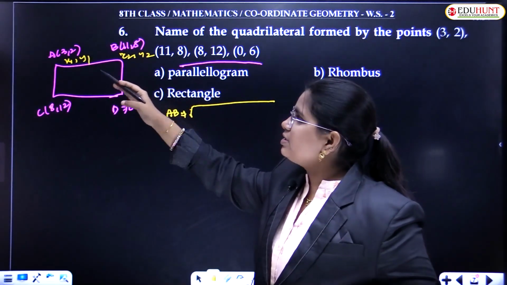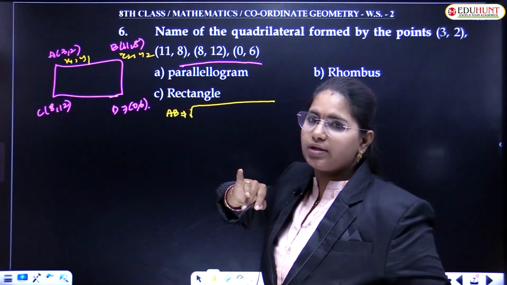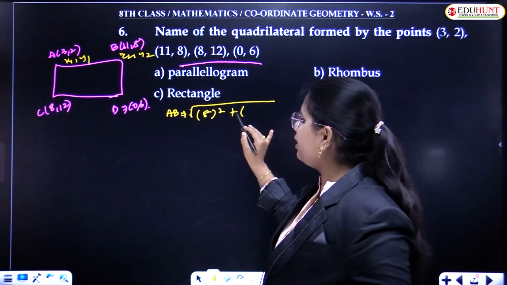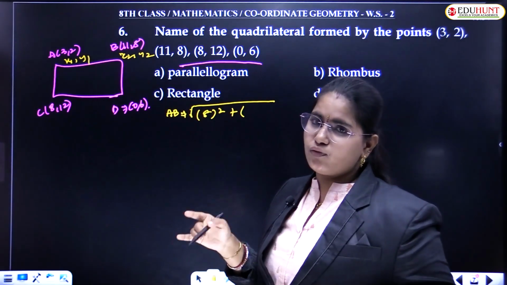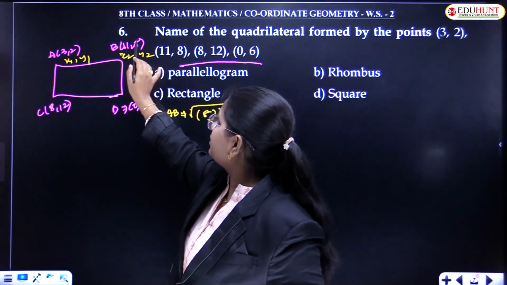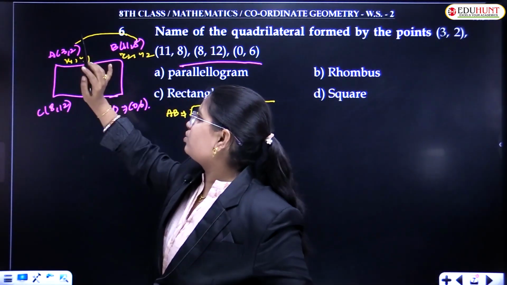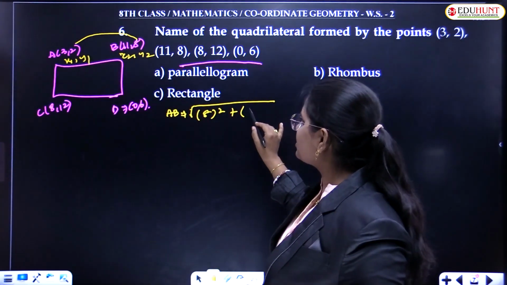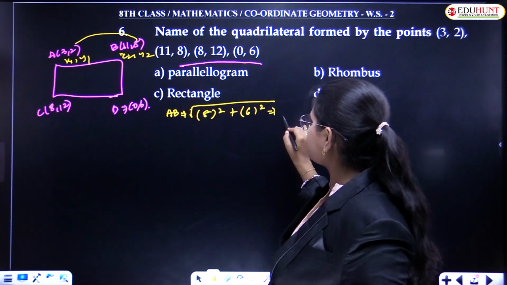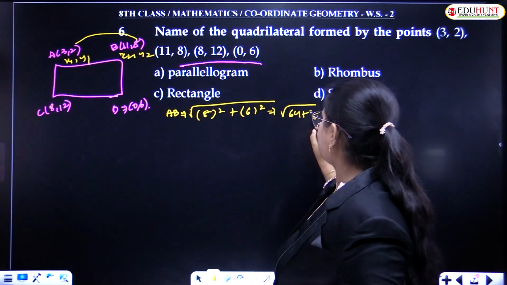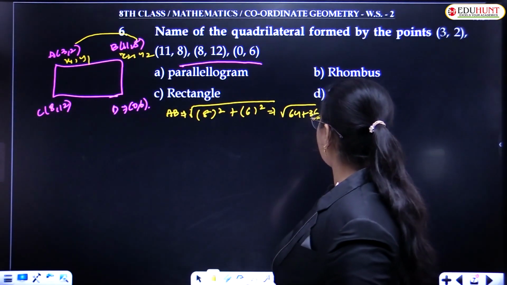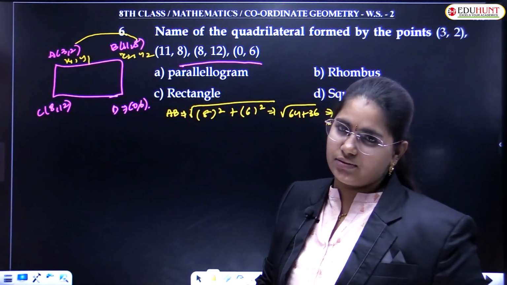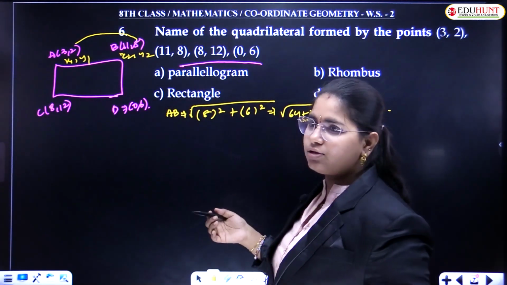So what is the value of AB from here? x2 minus x1, which is 11 minus 3, is 8 whole square. And 8 minus 2 is 6 whole square, correct? So 8 square is 64 and 6 square is 36, which is root 100, and root 100 is 10, correct? So we'll get back to the next one.